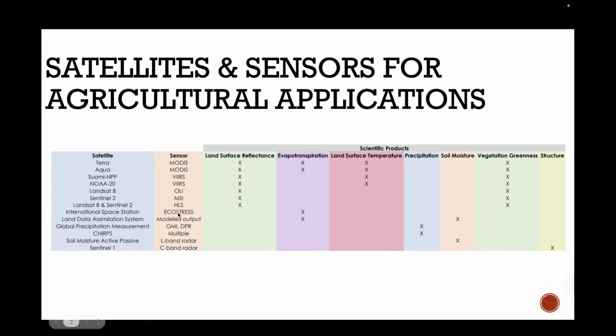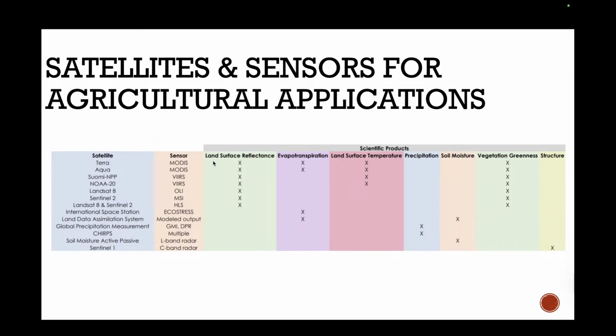For sensors, if you check, there is MODIS, then another MODIS, then VIIRS, then OLI, the Operational Land Imager, the Multi-Spectral Instrument, and harmonized products. So we find different types of sensors. And if you check the satellite products, we can easily find land surface reflectance, evapotranspiration, land surface temperature, precipitation, soil moisture, vegetation greenness, and structure.